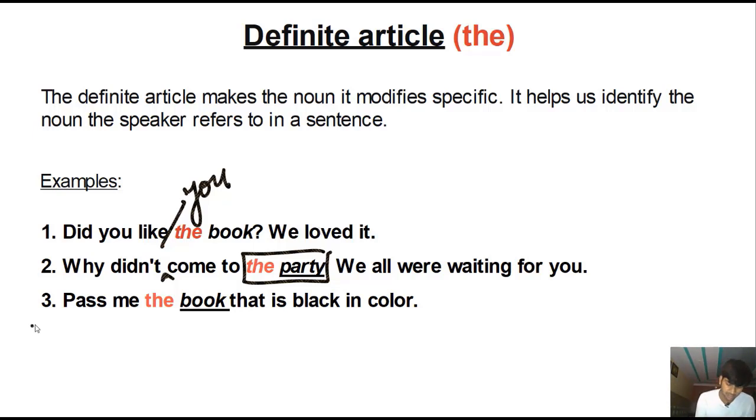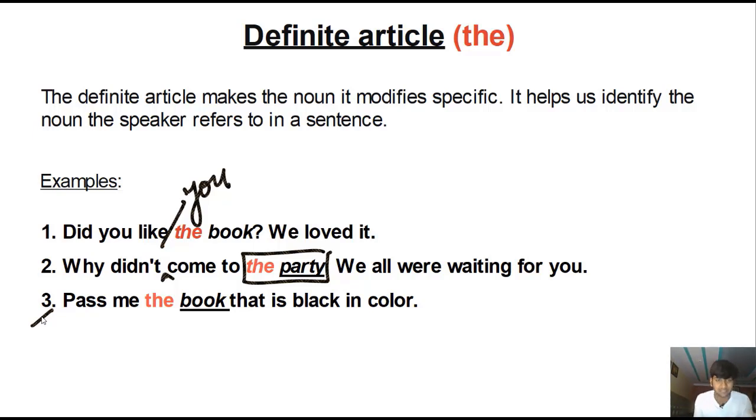Third example: pass me the book that is black in color. Now, in the first two examples, both the speaker and the listener knew which noun the speaker is referring to. Here in the third example, the listener doesn't know which noun you're referring to. Here, the speaker is giving information after the noun to make the noun specific.